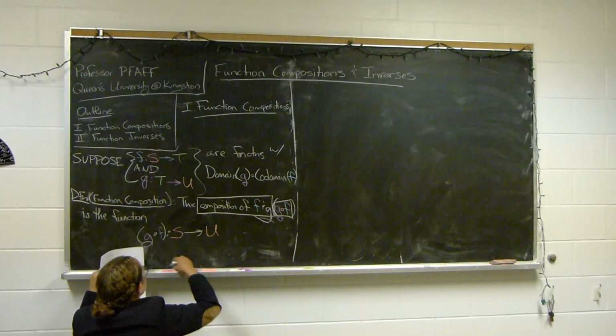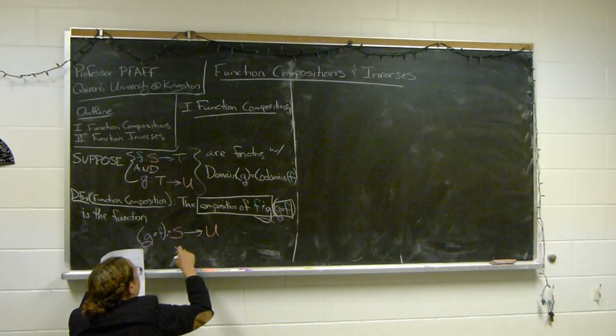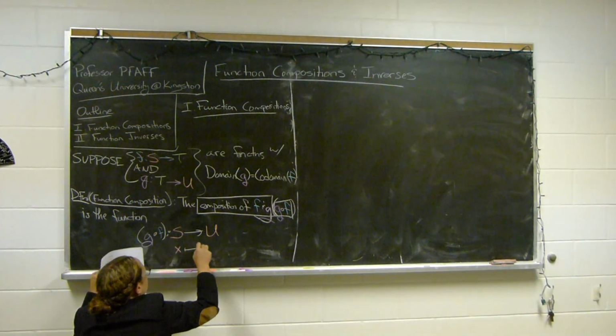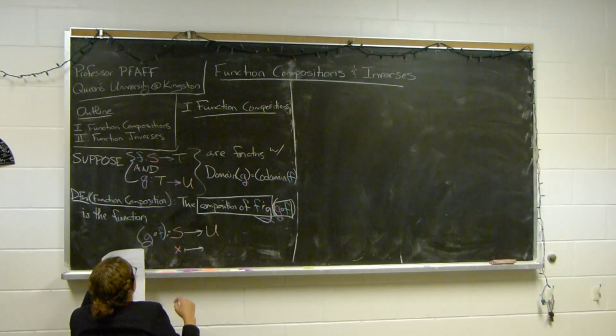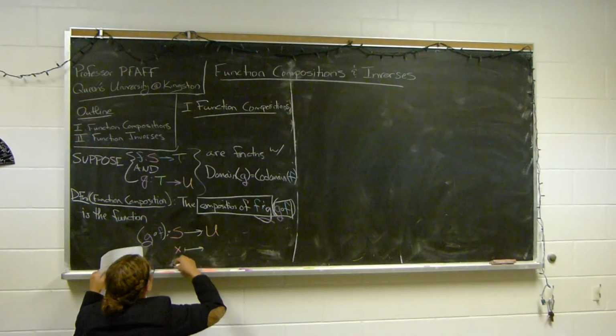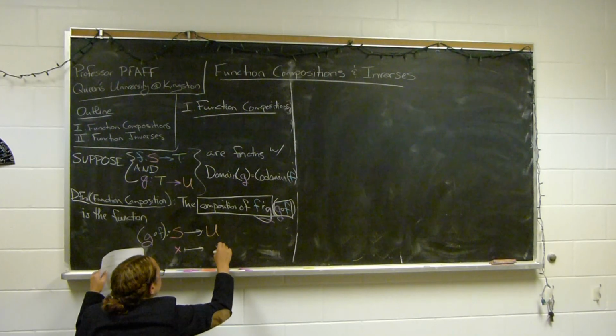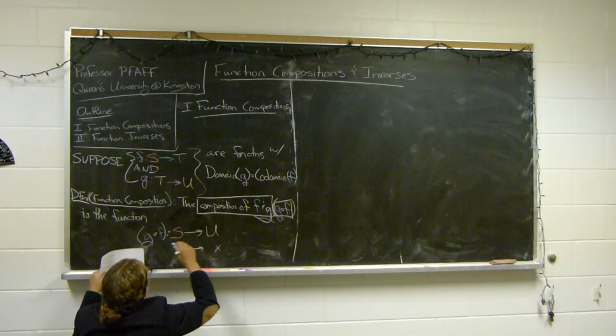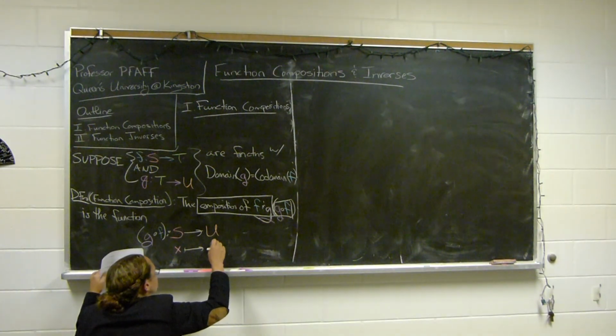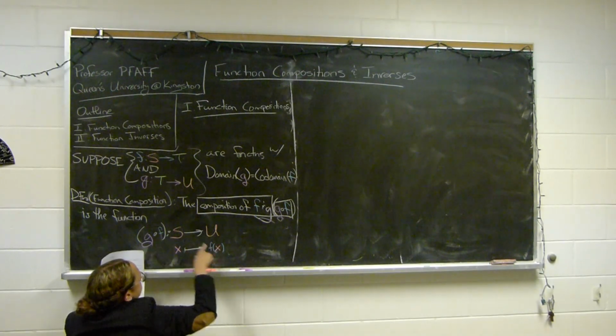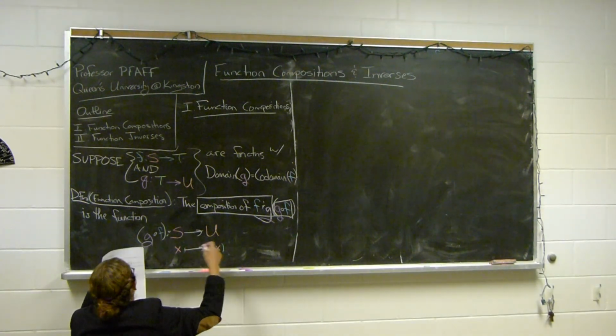Okay, and what is it going to look like? So I'm going to send an element x, which has to be in S, and I'm going to output something. Well, what am I going to do to this x? First, I'm going to apply f, which is why that f needs to be written on that side, so that it can be applied first.